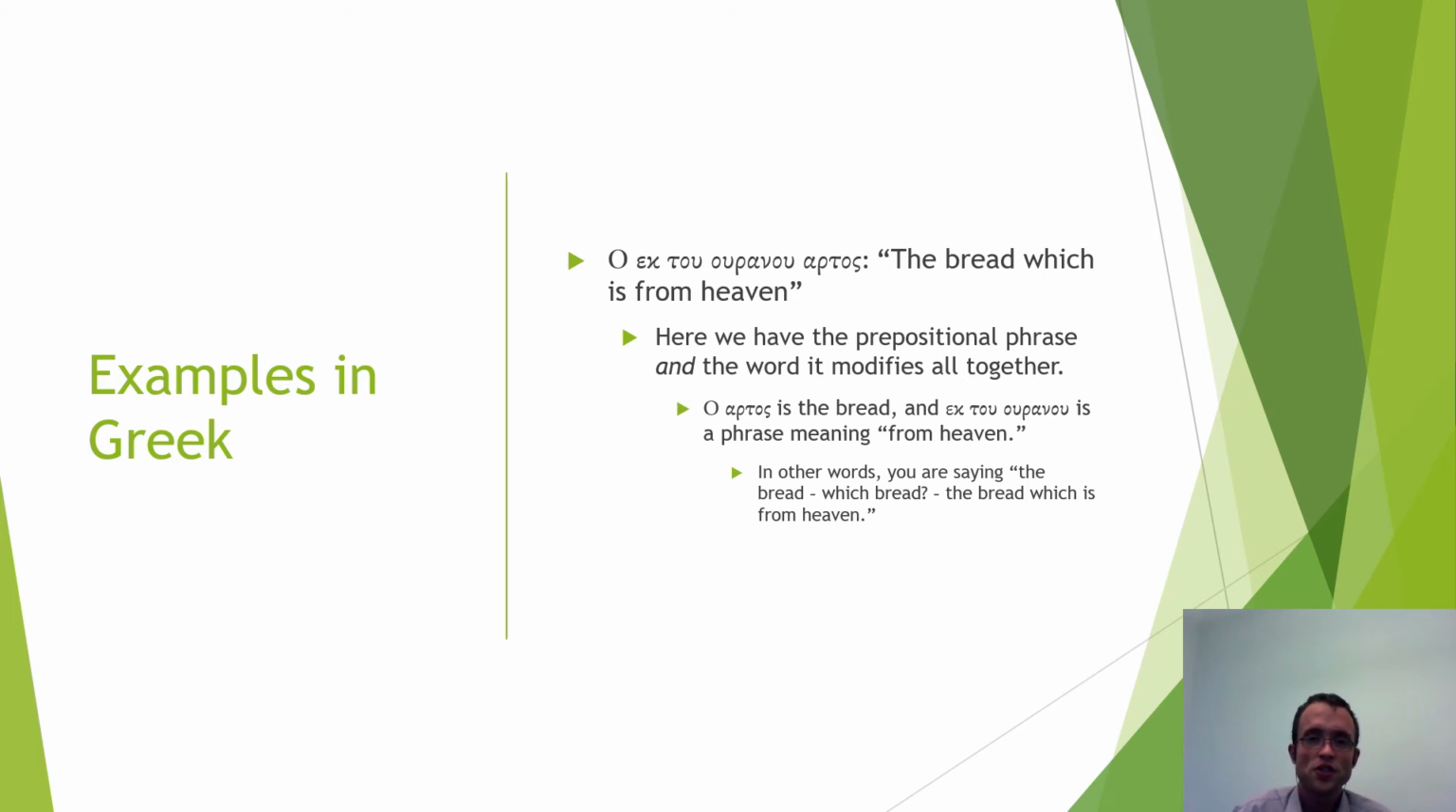So here's some examples in Greek. Ha ek tu uranu artos, the bread which is from heaven. Here we have the prepositional phrase and the word it modifies all together. Ha artos is the bread and ek tu uranu is a phrase meaning from heaven. In other words, the bread. Which bread? The bread which is from heaven. So that phrase ek tu uranu is describing the bread.